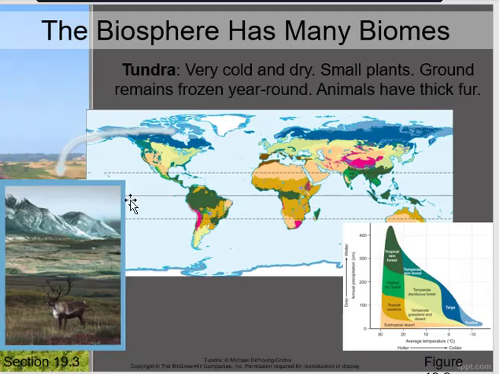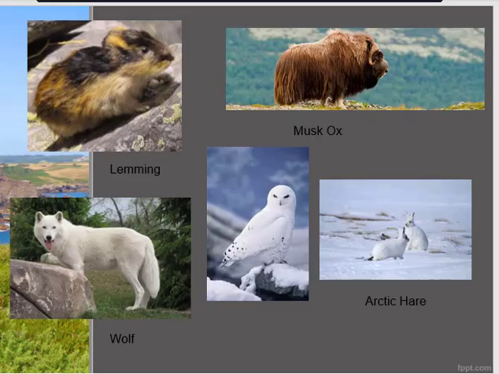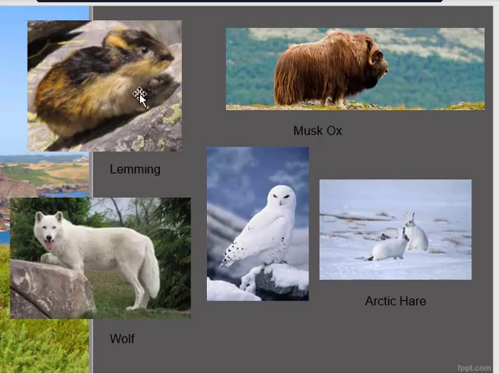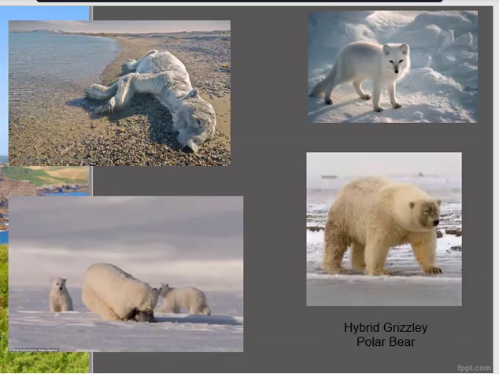The tundra is a little south of the poles, and it's a landmass, and it's cold and dry, small plants, ground remains frozen the year round. Animals have thick fur. Some of the stuff you can find up in the tundra, you can find muskox, lemmings, wolves, snowy owls, Arctic hares, things like that. Here's some other ones. Polar bears are also found in there.